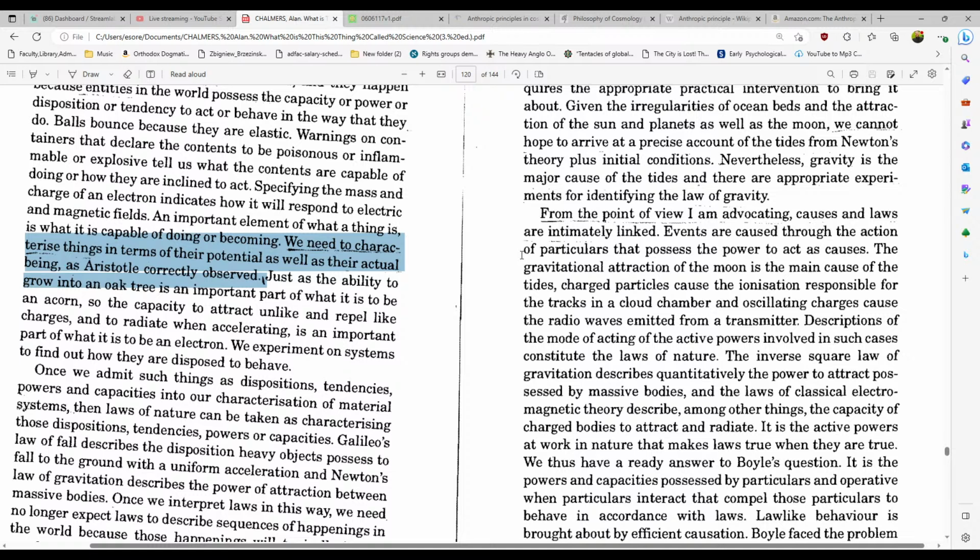So now do you see why my professor actually said modern scientists reject teleology, but it's all over their work? I mean, here we have a modern scientist actually saying we need to characterize things, at least he gives a hat tip to Aristotle, in terms of their potential as well as their actual. And what does he invoke? The ability to grow into an oak tree is an important part of being an acorn. Teleology.